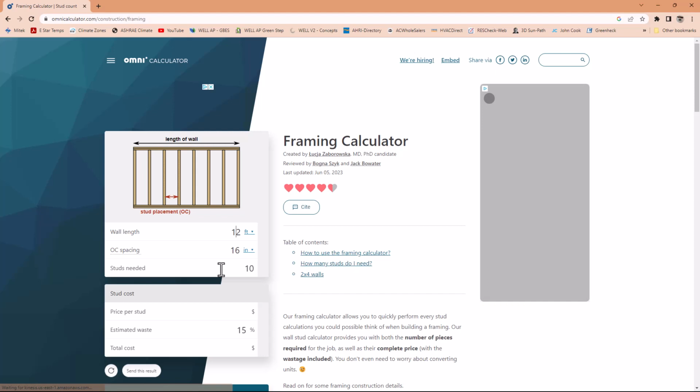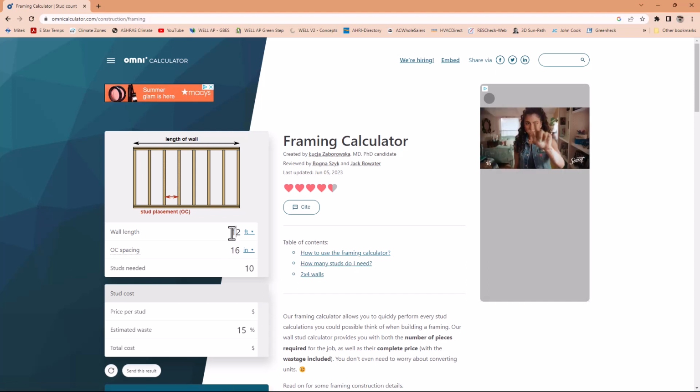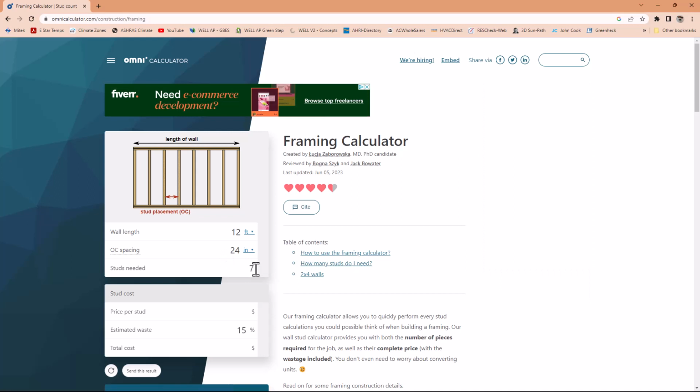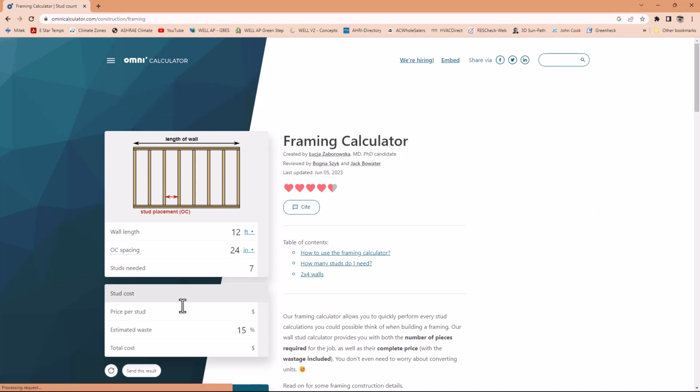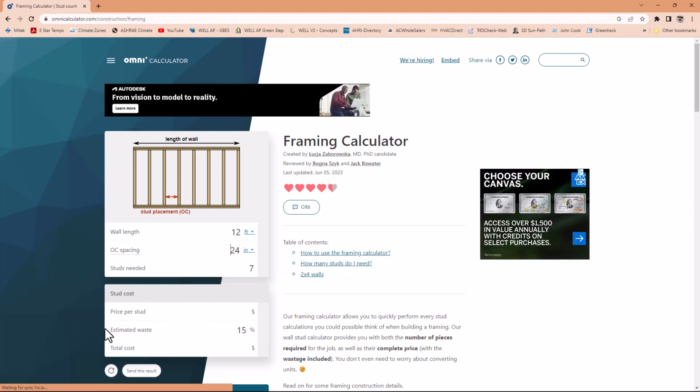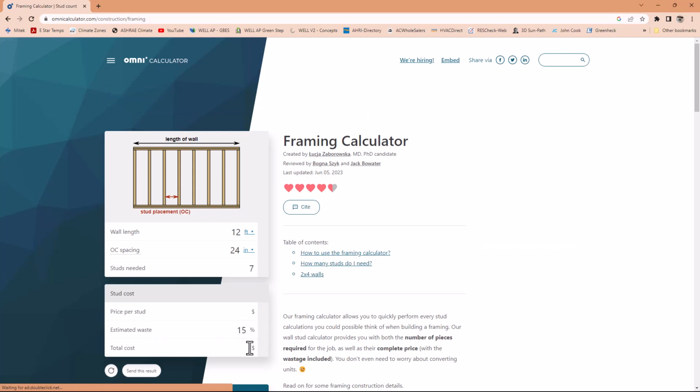See, number 2, we were trying to find the OC spacing for a 24 inches on-center separation of studs. So we're going to put in here 24. For 24 we have 7. We need 7 studs. And this also includes the studs cost. You can put the price of a stud in dollars, estimate the waste, see, this is 15%, and you're going to find a total cost.